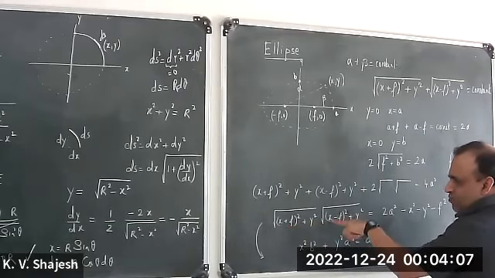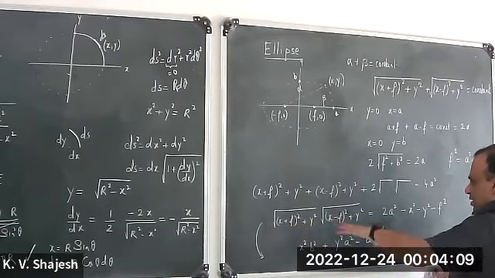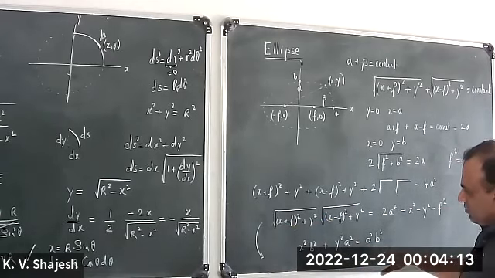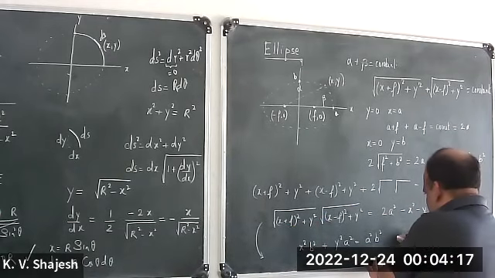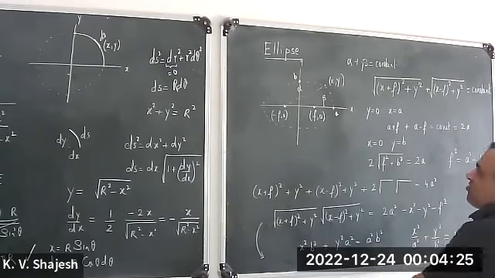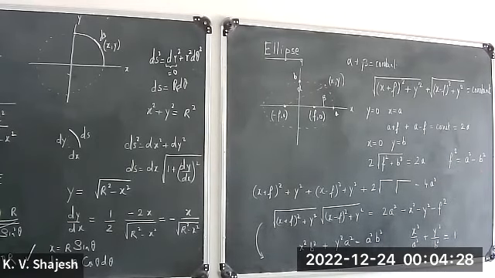There is an x to the power 4 term, there is an x to the power 4 term here. All of them cancel out pretty nicely, and these are the terms that were left out. Very cleanly it comes out, which immediately gives you x²/a² plus y²/b² is equal to 1, which is the equation of an ellipse.